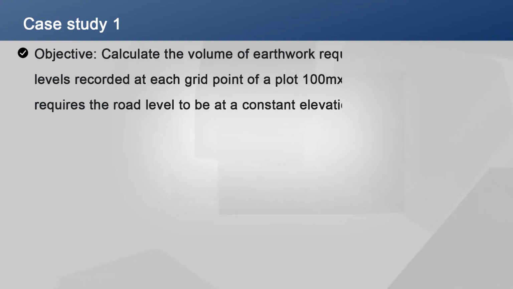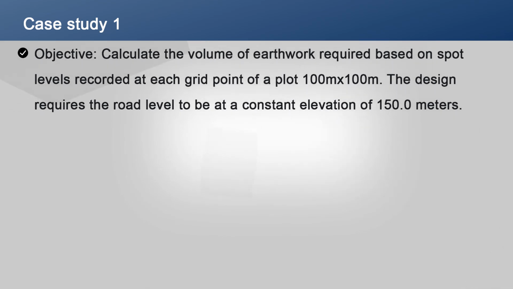Now we can see this example problem. What is the objective? Objective is to calculate the volume of earthwork required based on spot levels recorded at each grid corner point of a plot with total dimension 100 meter by 100 meter. The design requires plot level to be at a constant elevation of 150 meters. Means we want after the earthwork the level of the plot should come out to be 150 meters.